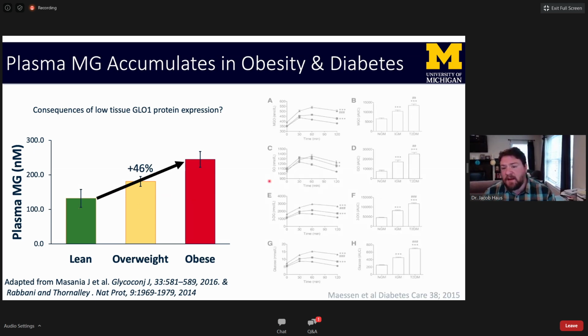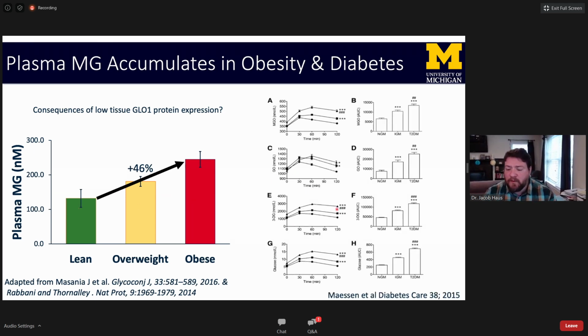So why does this happen? Well, when we look at this data by Masson et al. in 2015, we see that during an oral glucose tolerance test, which is 75 grams of oral glucose ingestion, and then glucose values are tracked over a 120-minute period, in normal glucose tolerant, impaired glucose tolerant, and type 2 diabetic individuals, the amount of glucose in the blood is proportional to the disease state or the pre-diabetes state.